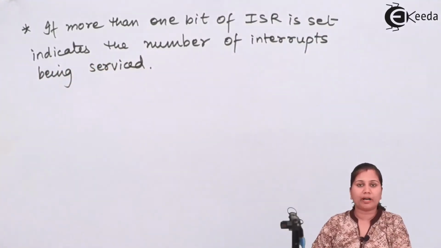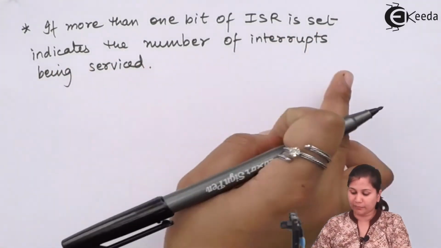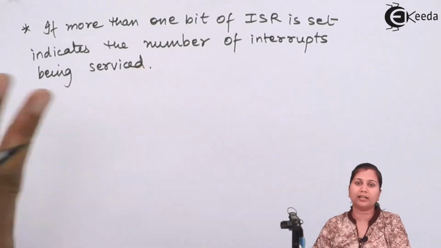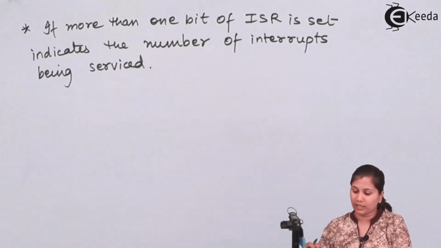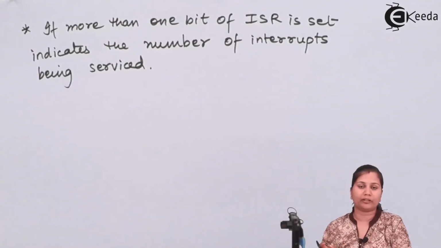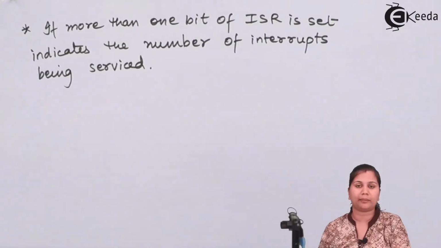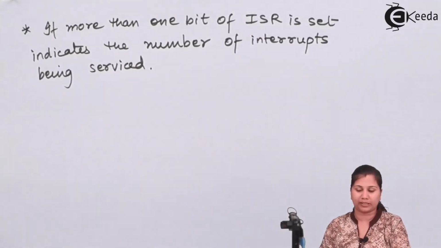If more than one bit of the ISR register is set, it indicates the number of interrupts being serviced by the microprocessor. Suppose IS4 is set to 1 and IS6 is also set to 1. If more than one bit is set to 1, it indicates that two, or three, interrupts are being serviced by the microprocessor. So that indicates the number of interrupts being serviced.